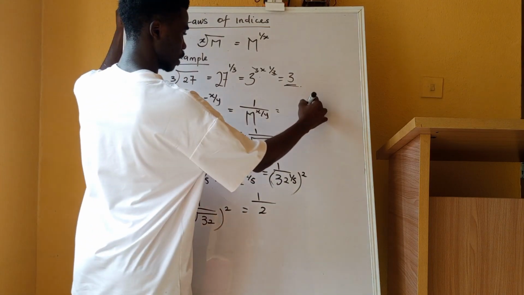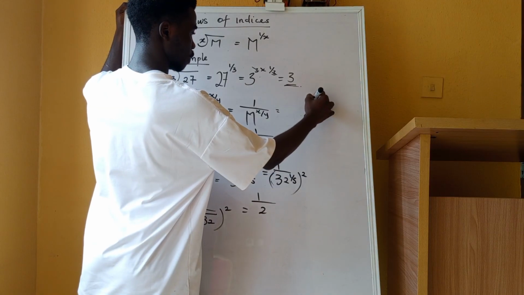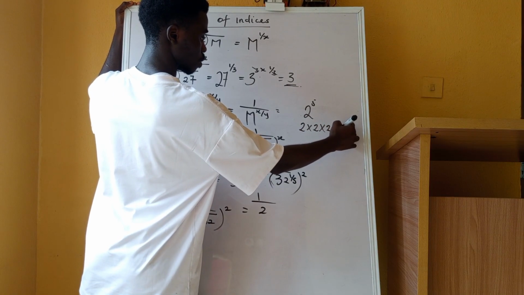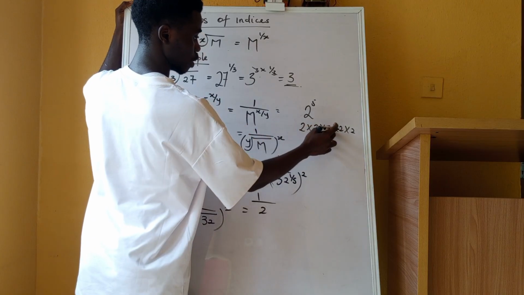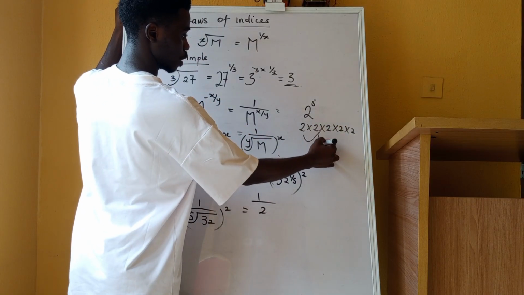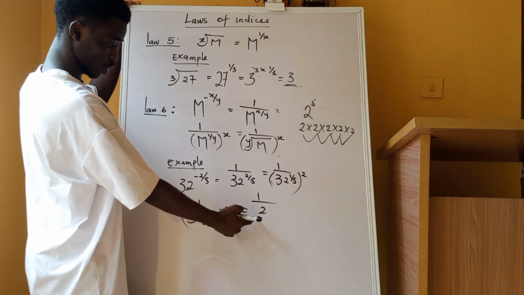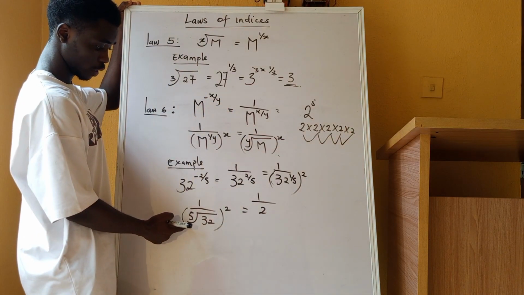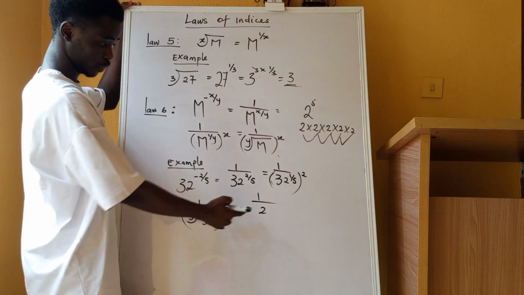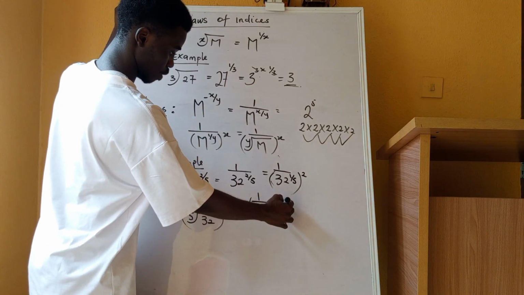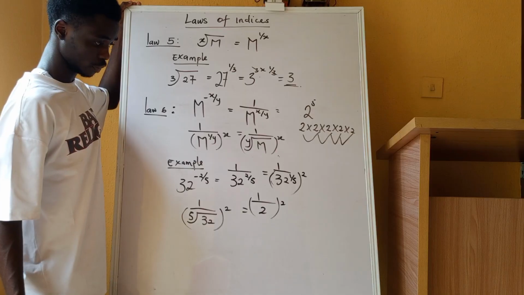Because I can say this is 2 raised to the power 5, that's 2 times 2 times 2 times 2 times 2. 1, 2, 3, 4, 5. 2 times 2 is 4, 4 times 2 is 8, 8 times 2 is 16, 16 times 2 is 32. So we have 2 here. That's the number that multiplied 5 times gives me 32. The number is 2, everything to the power of 2.